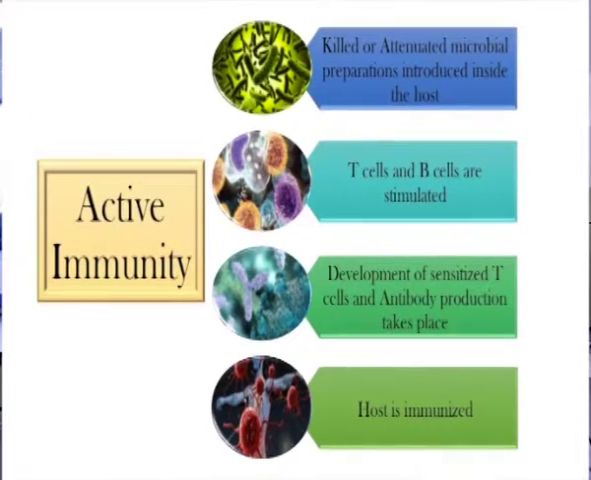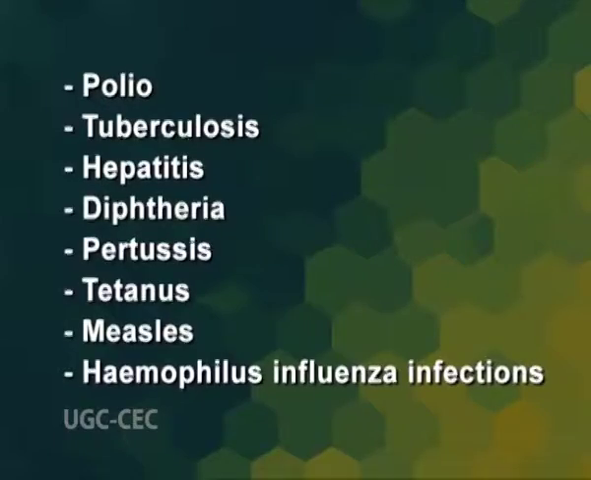The vaccine contains weakened infectious agents or their products for immunizing the host. As the immunization is through antigenic stimulus, it is known as active immunization. Vaccination is done for the infants to protect them from infectious agents. They are routinely immunized against polio, tuberculosis, hepatitis, diphtheria, pertussis, tetanus, measles, and Haemophilus influenzae infections. Immunity provided by vaccines lasts for several years.